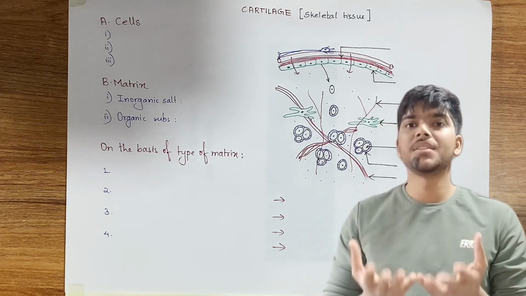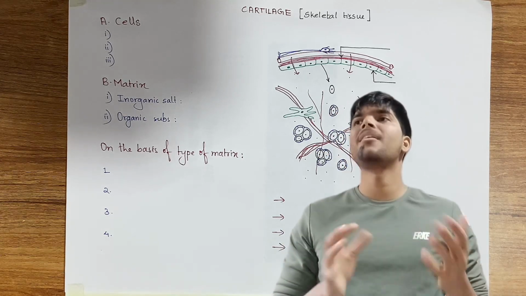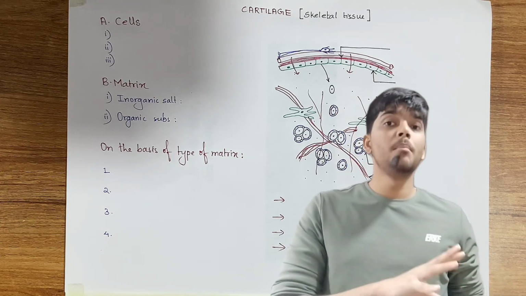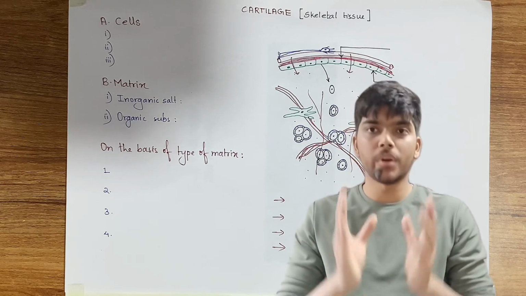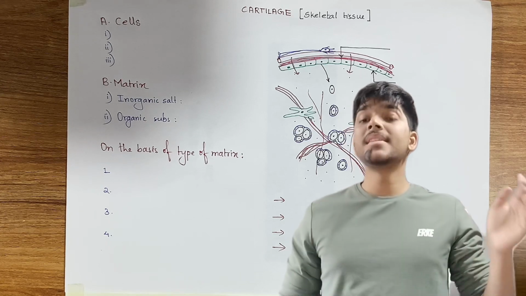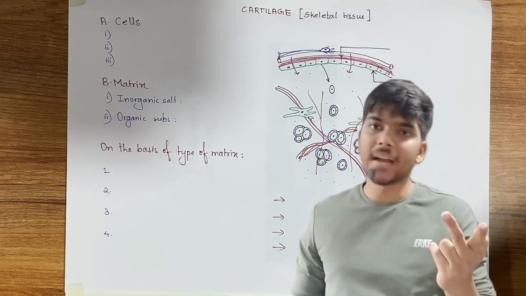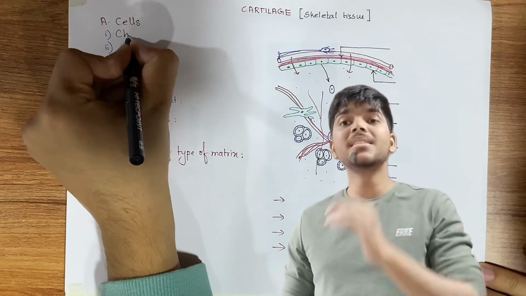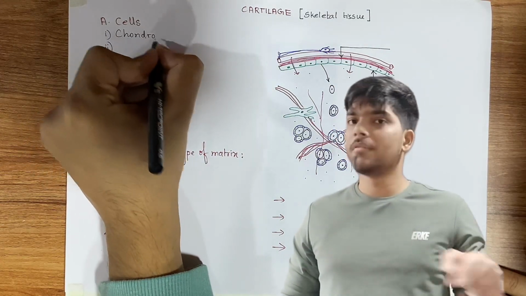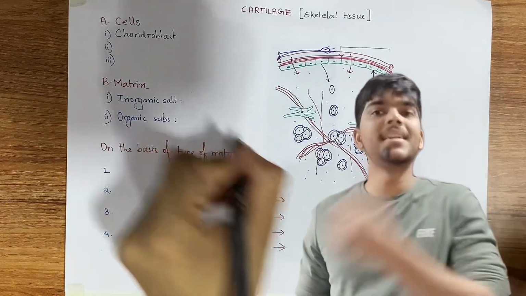And also it's a specialized connective tissue. Now cartilage contains cells and matrix similar to that of bone, but not the same. This is what I mean. So cartilage contains cells. In bone, the cells present were osteoblast cells, which formed osteocyte cells. In case of cartilage, there are chondro, which refers to cartilage. So chondroblast cells that form chondrocyte cells.